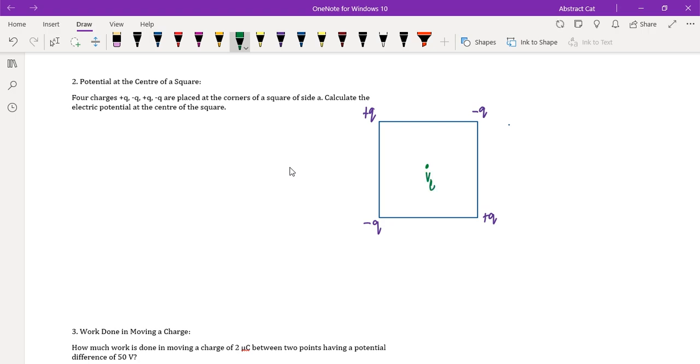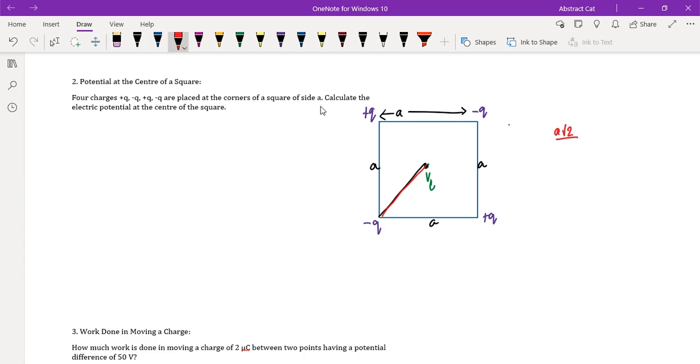You have point C here. The side of the square is given, that is A, and all sides of the square are the same. Now we see the distance from the center to the minus Q charge. The distance is very important. It is the diagonal by 2. We know the diagonal of a square is A root 2, and we need half of the diagonal.